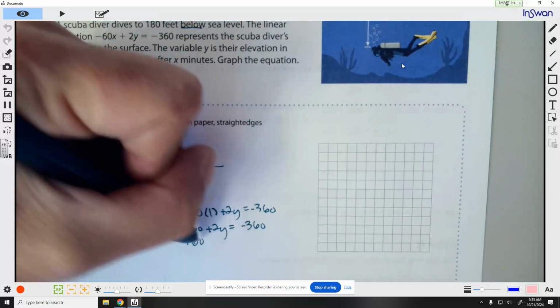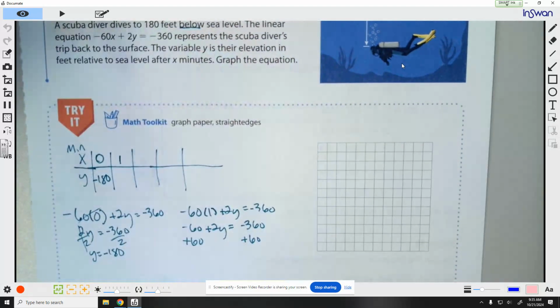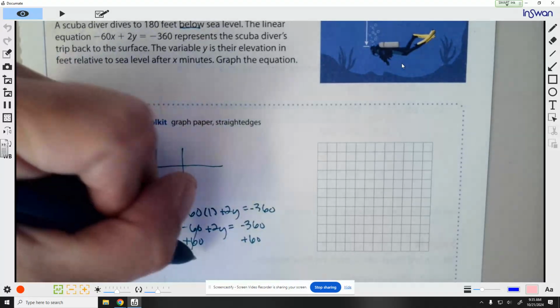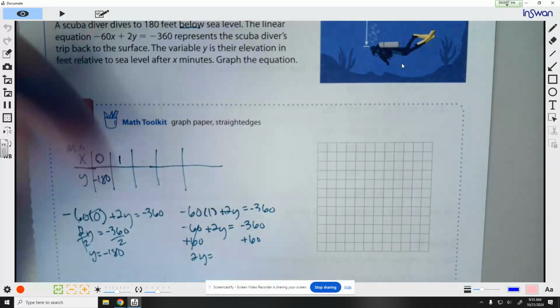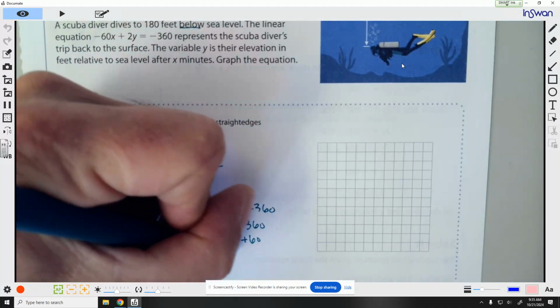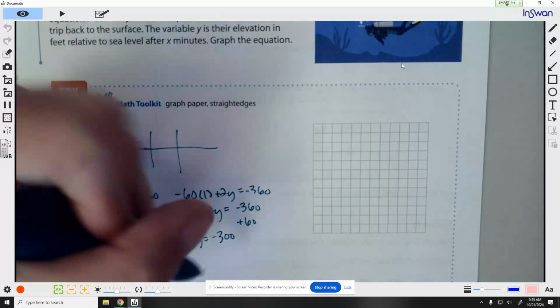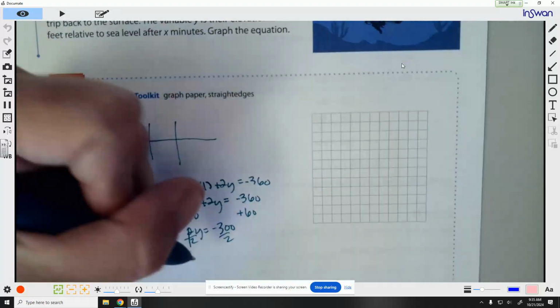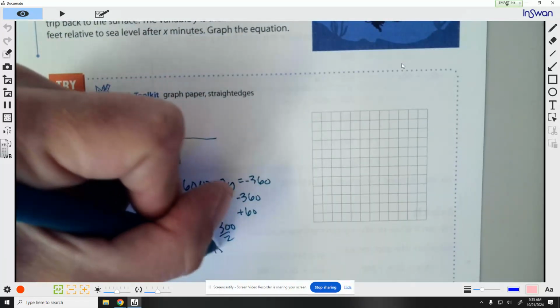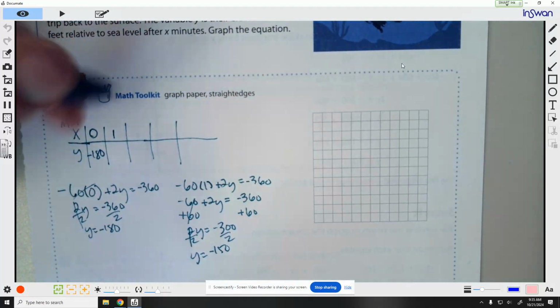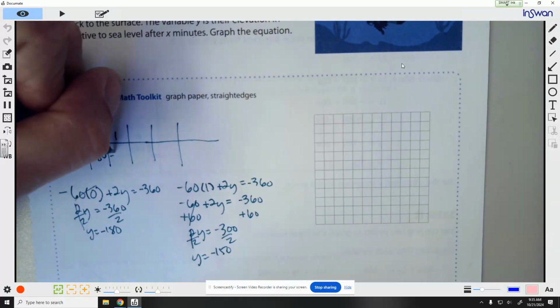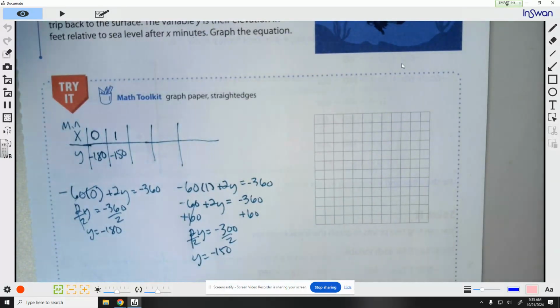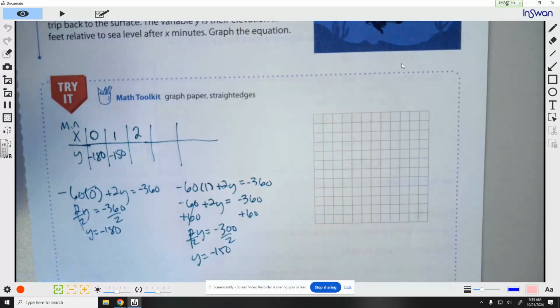Okay, so I'm going to go ahead and add 60 here. Cancels. So you get 2y is equal to negative 300. Last step, I'd want to divide by 2. And I would get an answer of y is equal to negative 150. So after 1 minute, the scuba diver is now at negative 150 feet. Okay, let's try one more together.